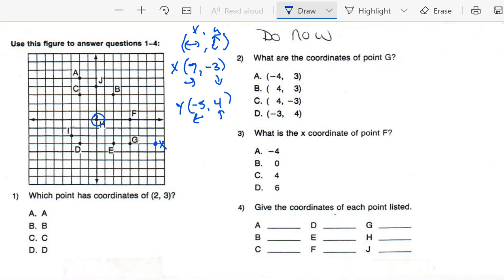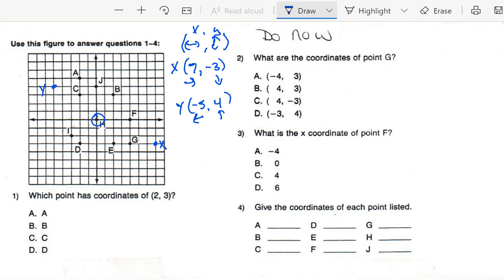Sorry about that. If we're doing (-5, 4), we're going to go to the left 5: 1, 2, 3, 4, 5. And then we're going up 4. And again, even though it's two coordinates, each point is only 1 point. So that is how those would look.